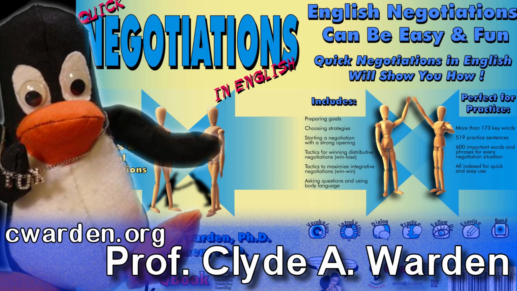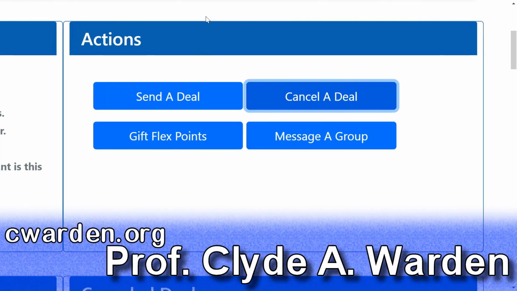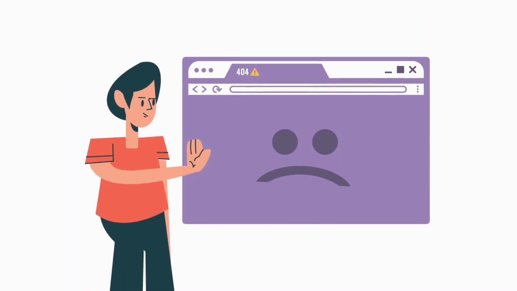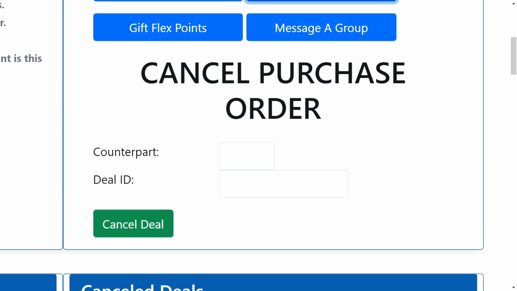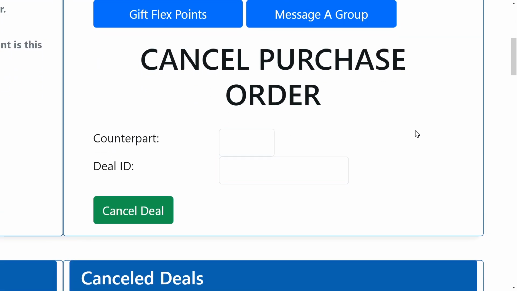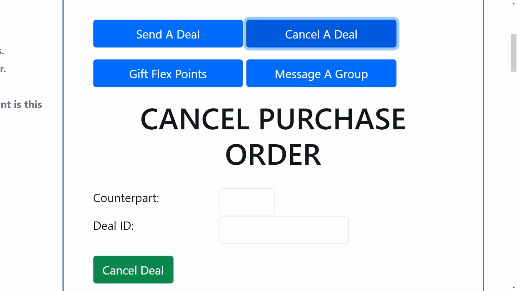Right, we're looking at canceling a deal, which is kind of a special case, but it does happen. Remember, when we cancel a deal, it's very simple. You press the button and you need to put in the group number that you're making a deal with, the other group, not your group, the other group, the counterpart, and the deal ID. You have to get the ID correct.